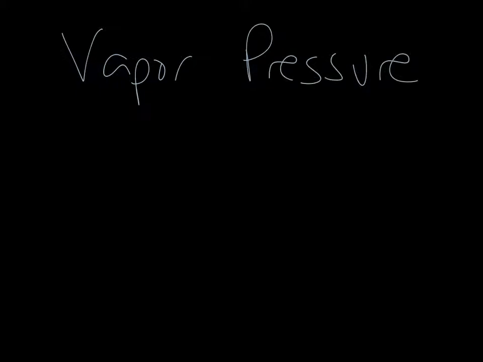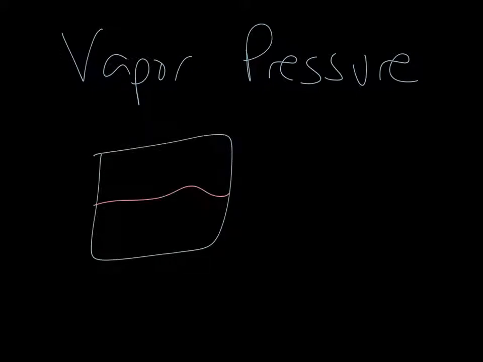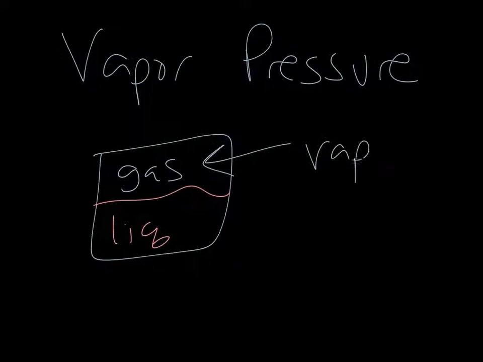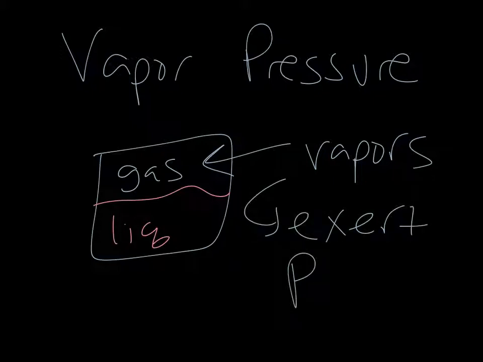In this video, we're going to talk about vapor pressure. So in this chapter, we've been talking a lot about gases. We're going to look at an example where we've got, let's say, a closed system, and we have some molecules that are in the liquid phase, and then we have some molecules that are in the gas phase. So it is these gas phase molecules, or the vapors above that liquid phase, that exert a pressure, and that pressure is called the vapor pressure.